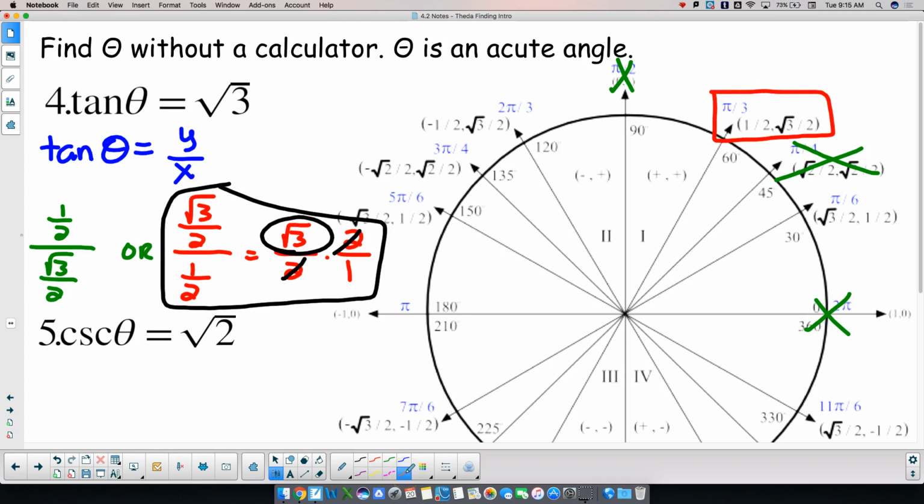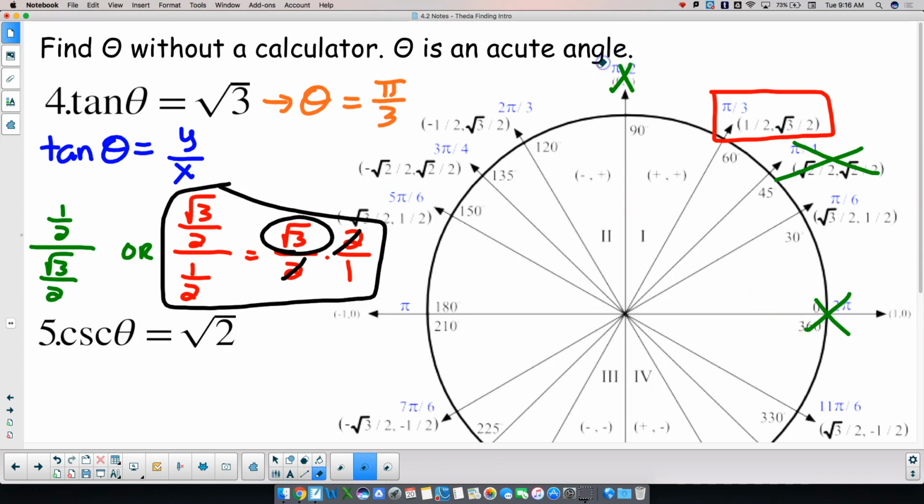So theta, can't have two equal signs, Linz. So theta is, now I forgot the equal sign. Theta is pi over 3. Okay, so let's reset for the next one.